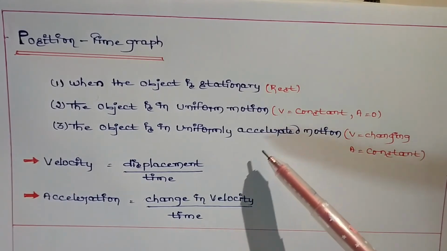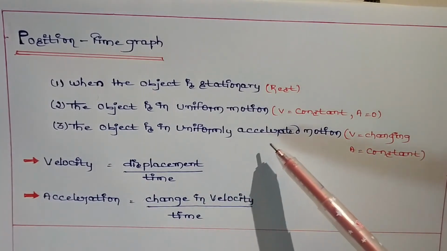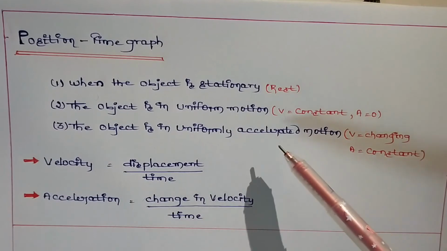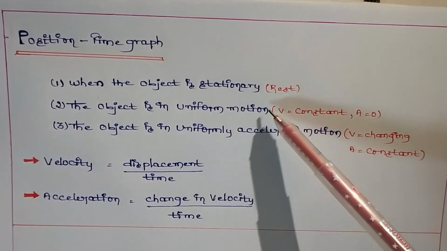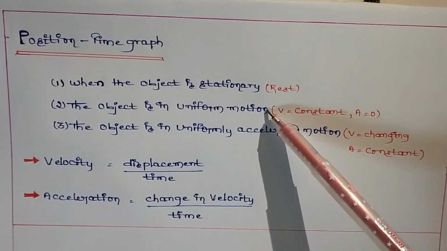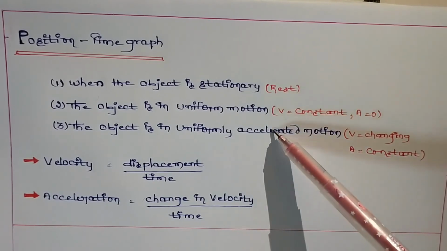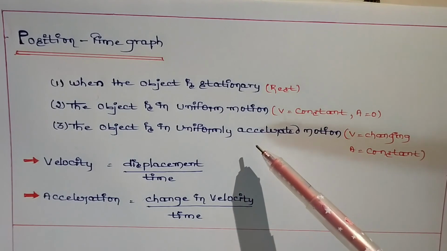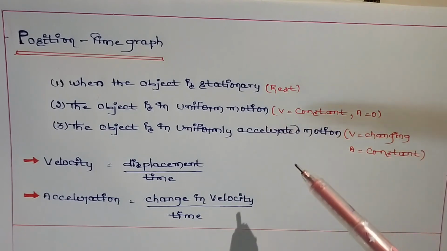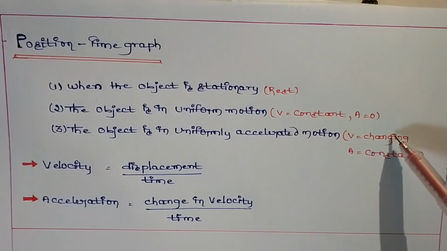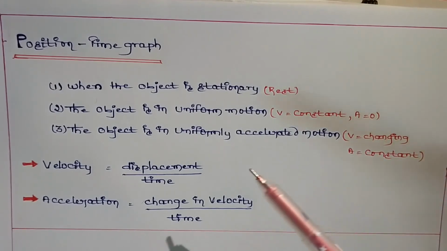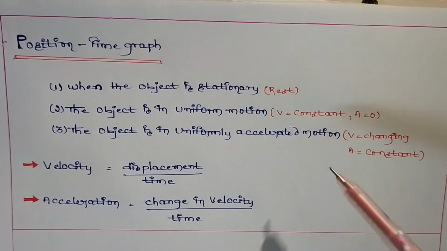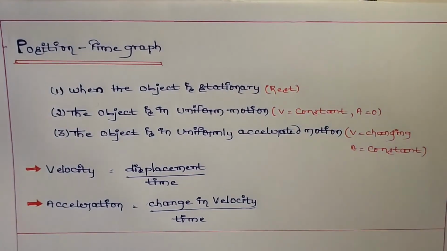And in the third case, the object is in uniformly accelerated motion. Here, the vehicle is getting faster. It is uniformly accelerated motion. Here velocity is changing and acceleration is constant, because it is uniformly accelerated. In this case, I will give one example.